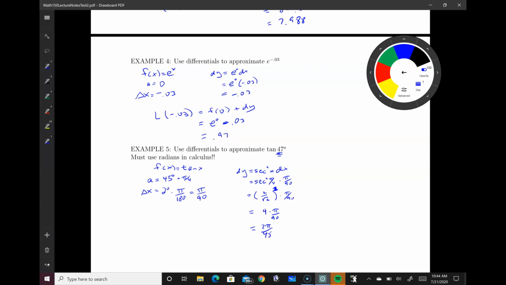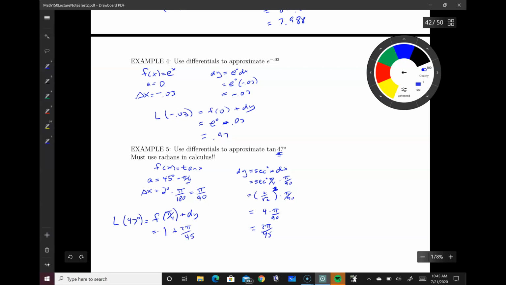All right, so let's find L of this 47 degrees, which was going to be f of the nice a, which is f of pi over 4, plus my dy. So tangent of pi over 4 I know is 1, and then I'll have plus 2 pi over 45.